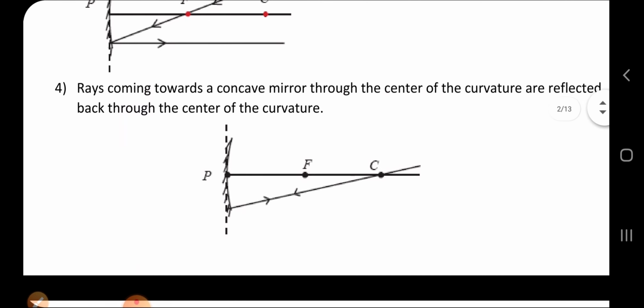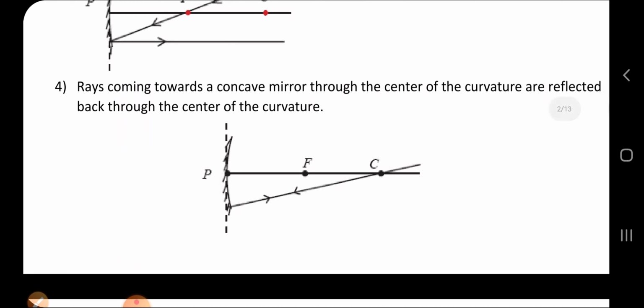In this 4th one, what happens? That's also a reflection which goes along the incident ray, right? So when the incident ray is coming through the center of the curvature and hits the mirror, it will be reflected along the center of the curvature. So there will be no converging of the ray. It will go along the same path where it came, right?